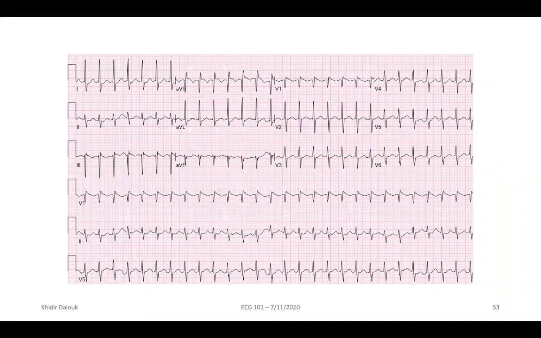Can anyone tell me what this rhythm is? So if we go systematically, we said you want to go by rate. And what is the rate on this ECG? If you do 300 divided by the distance between the RR intervals, this will tell you the rate. Is it regular or irregular? To my eye, this is regular.